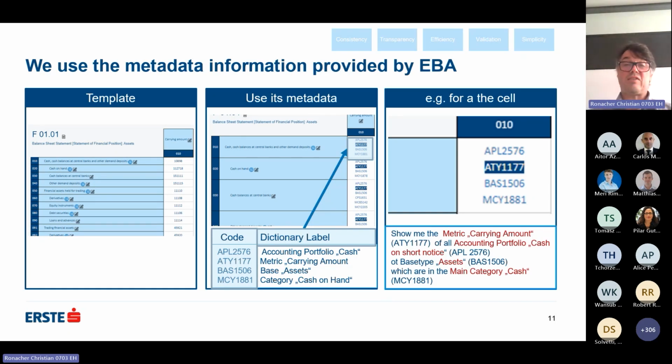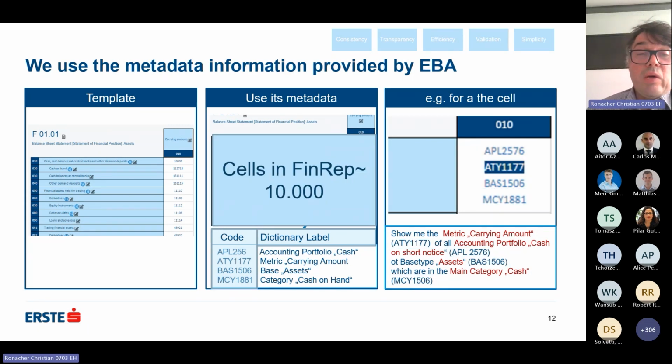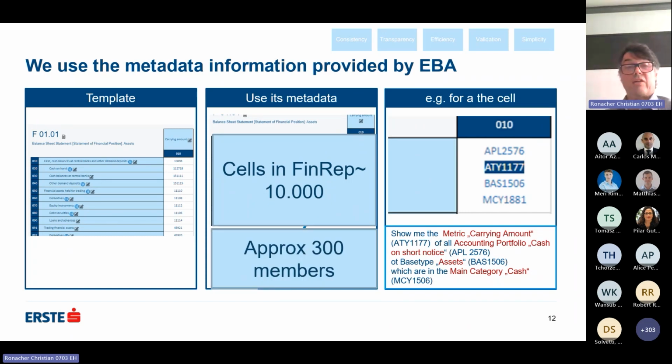So in this case, it just says, okay, show me the metric carrying amount for the accounting portfolio cash and assets and things like that. So I can have these keys which are incorporated in this model. So the key idea was, here I have 10,000 cells to query or to map, and here I have just 300 members to map. Just let's map those 300 members and use the EBA data framework, and this should do the rest. And this should be much easier because it's much less work, because there are 300 members and 10,000 cells.